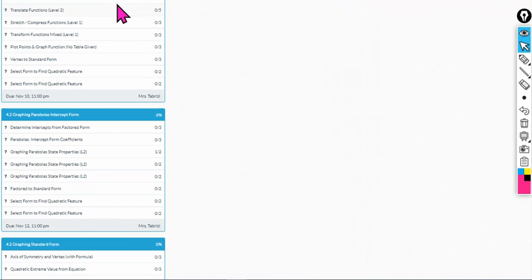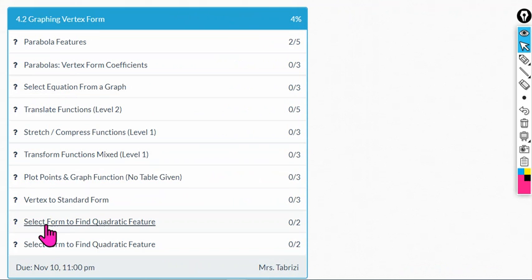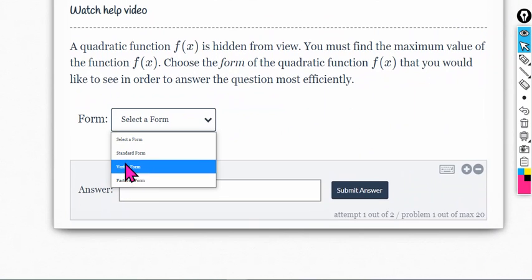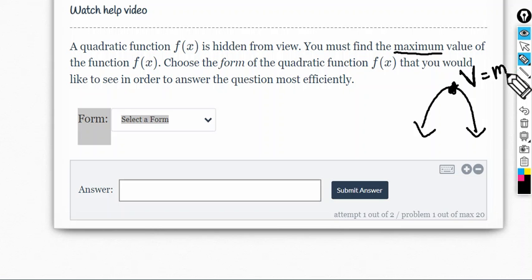Okay, so let's go back and I'll start up here in the vertex form one. So I'm going to click here. Well, we've only learned about 2 forms, so let's see what happens. You want the maximum value. So I'm just going to draw a parabola with a maximum. This parabola has a maximum, which is at the vertex. So if you want the maximum, you need to know the vertex.